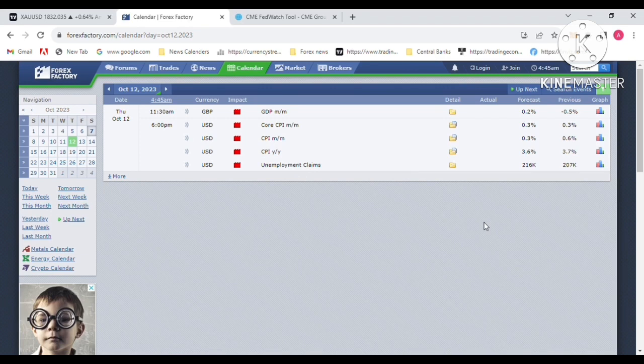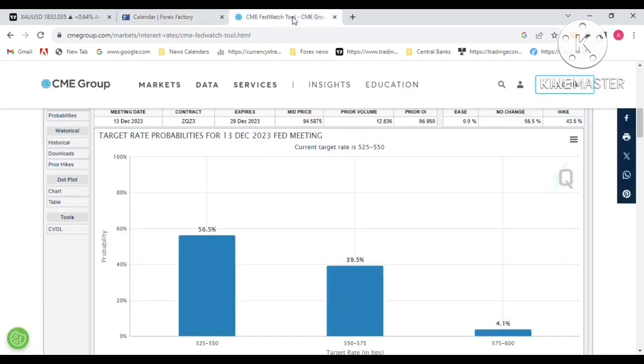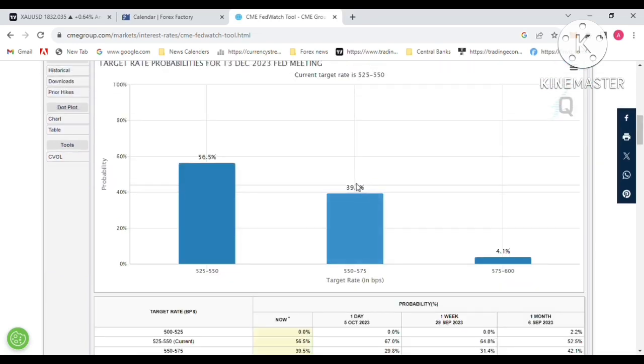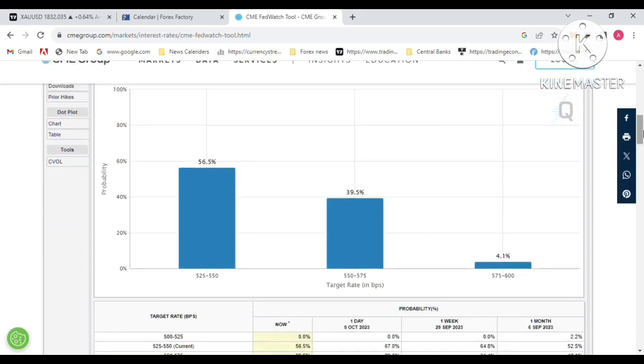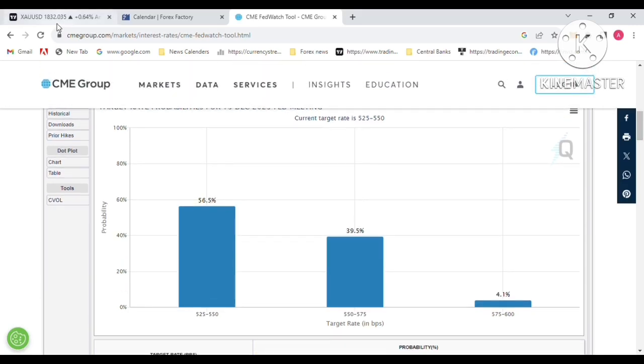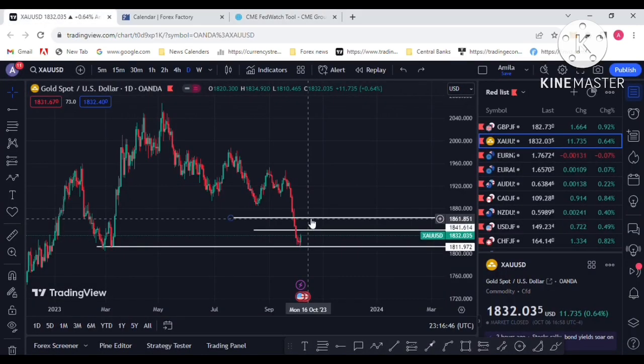So I have moved to the FedWatch Tool website. For the December FOMC meeting, you can see a 38 percent interest rate hike forecast going on. That will support dollar demand. Two FOMC meetings will come, in November and December. This is the December FOMC meeting, with almost 40% interest rate hike forecast. So let's move to the technical analysis.